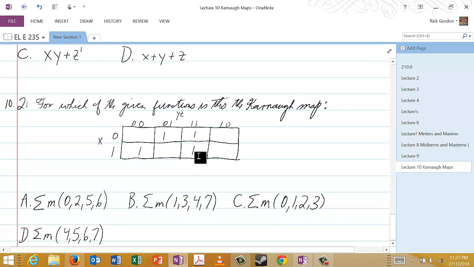And a similar question down here. For which of the given functions is this Karnaugh map? You see a Karnaugh map here, and you have A, B, C, D. You have 4 min-term expansions here. Each of them is given in decimal form, or equivalently, we could say in the little m notation. One of these is the correct expression for this Karnaugh map. Which one is it? So that concludes Lecture 10, and good luck.